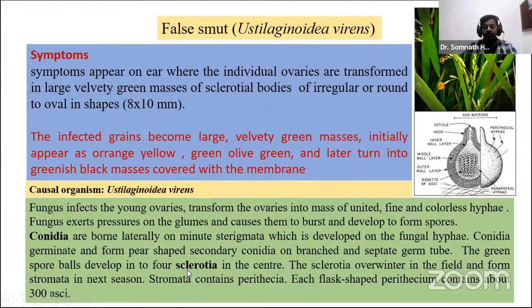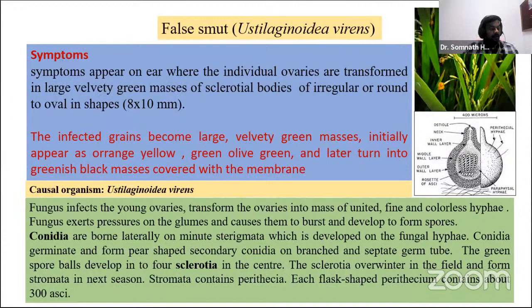You can see all these structures inside the perithecium. Okay, so the sclerotium. The sclerotia overwinter in the field and form stromata in the next season, and these stromata contain the perithecia. A perithecium is a flask-shaped structure containing a large number of asci, and these asci contain the ascospores.